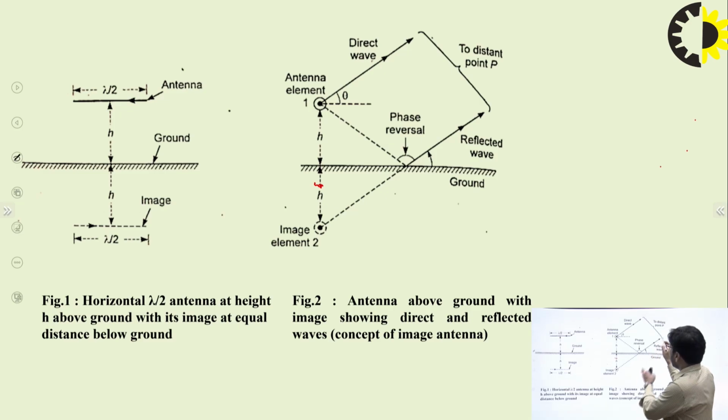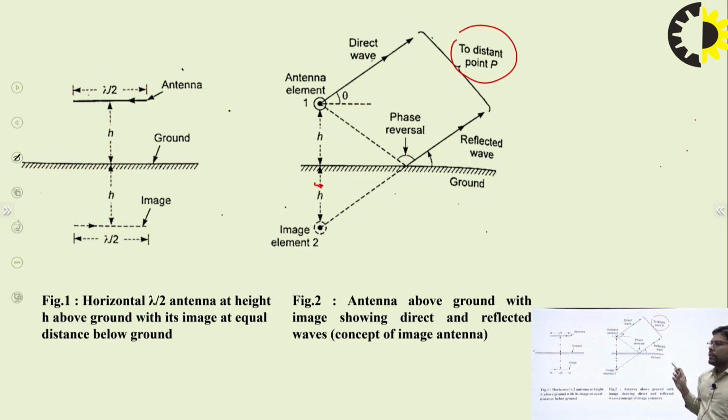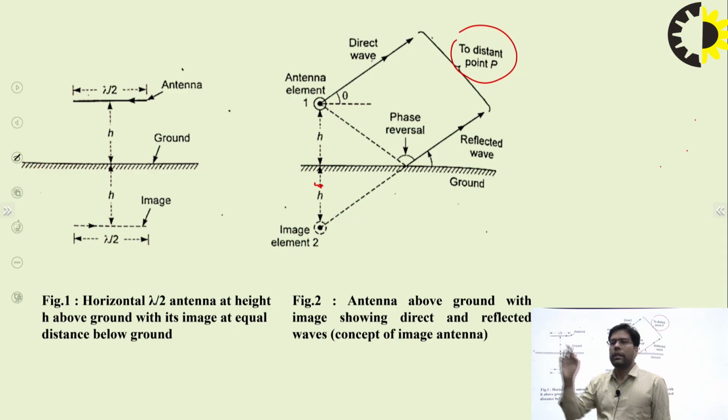So you can say this reflected wave comes directly from this imaginary antenna element 2 to the distant point P. I hope this direct and reflected wave concept is clear to all of you. Why is the reflected wave happening here? Because the ground plane is nothing but a perfect reflecting surface. You can treat it that way.